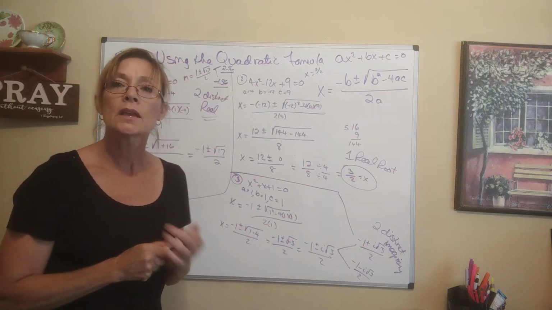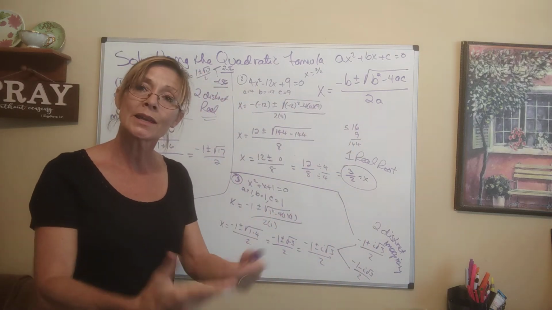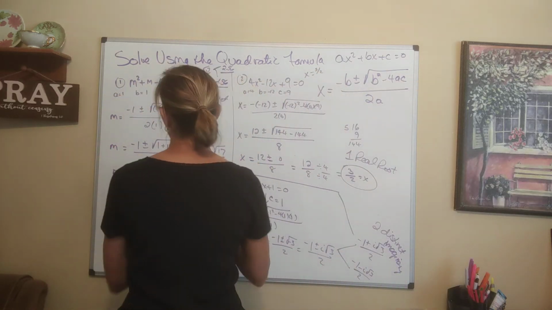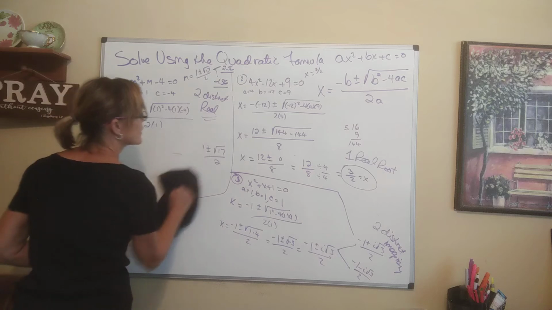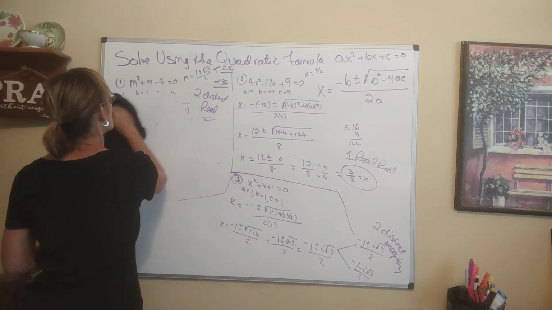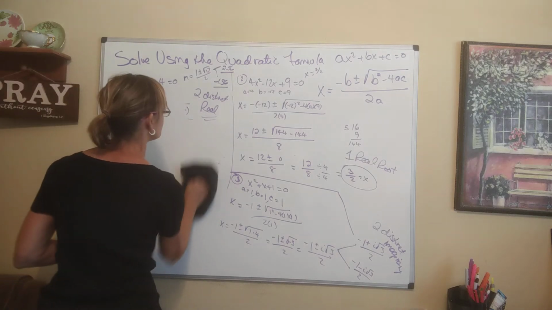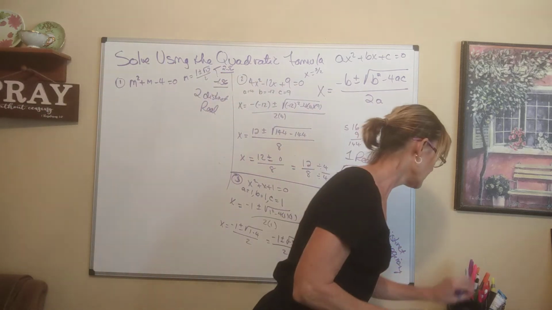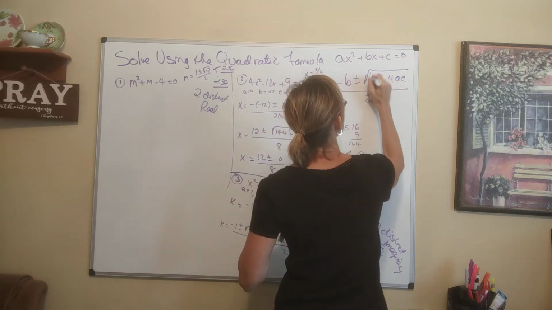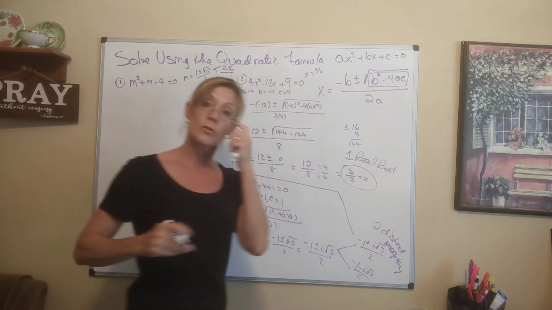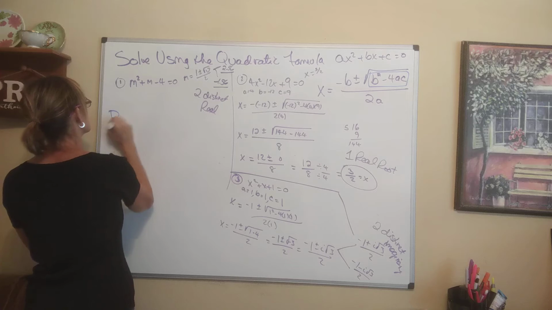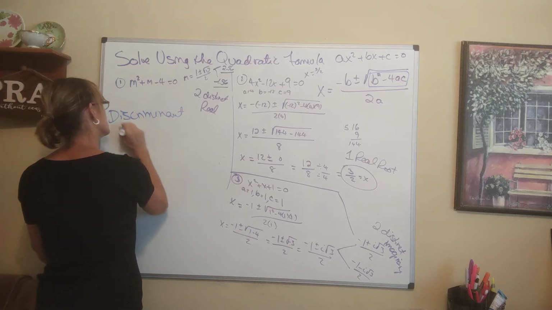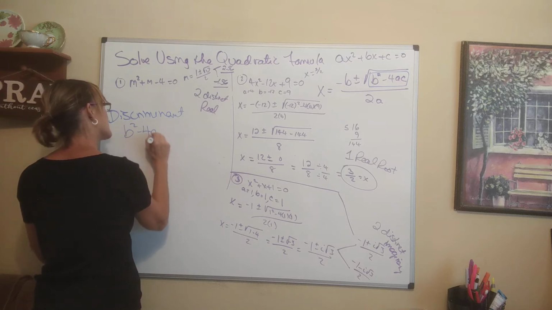Two things. One thing is we can figure out what kind of answers we're going to get just by looking at the discriminant. So let me erase the middle part where we did all this solution because I wrote down the gist of it. And let's discuss what is a discriminant. A discriminant is this part of the quadratic formula. So the discriminant is b squared minus 4ac.